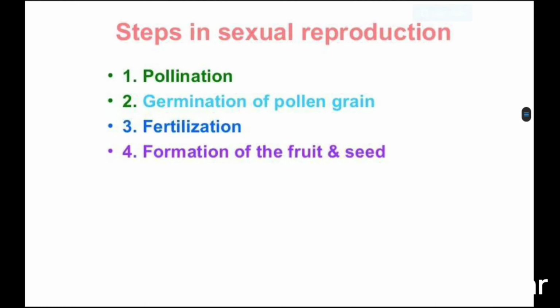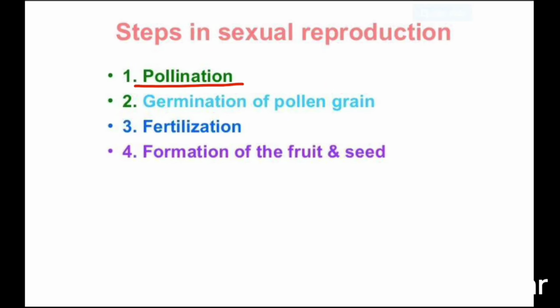Now, what are the steps in sexual reproduction of a flower? The first phenomenon is called pollination. That means the transfer of the pollen grain from the stamen to the stigma. Once pollination occurs, you can see that the pollen grain will germinate and form a pollen tube, through which the male gamete will be transferred into the ovary, right?